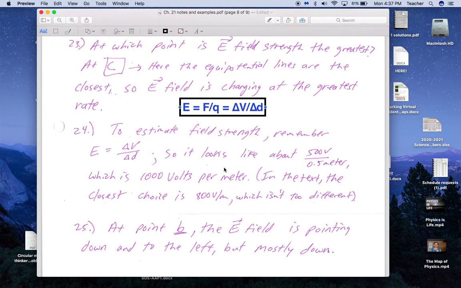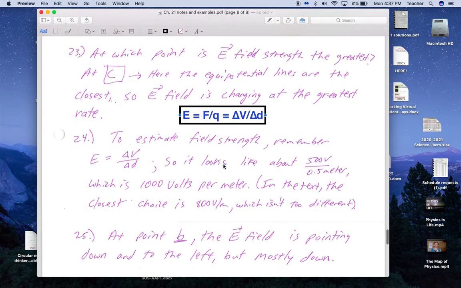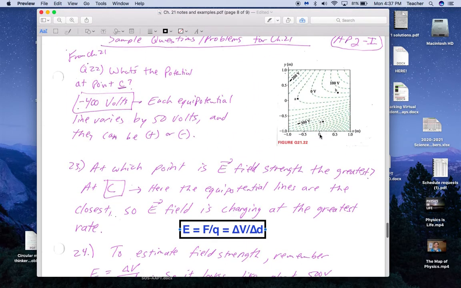Question 24, to estimate the field strength, we know that electric field is this. So if it looks like it's about 500 volts over 0.5 meter, so that change, and let me check here for a second because I want to check in the chapter to make sure I'm thinking about it right. Yep. All right.